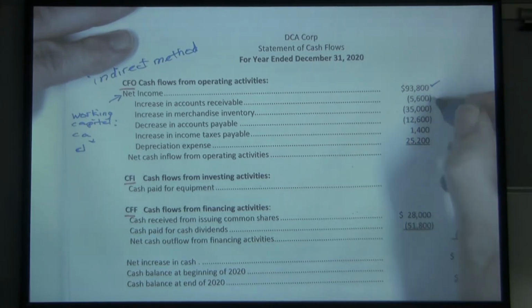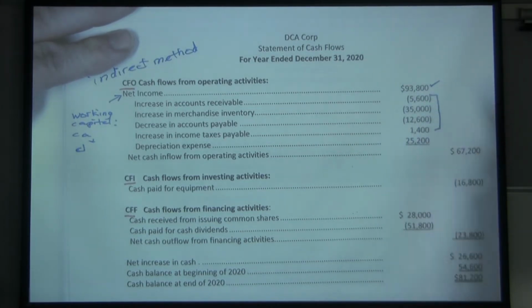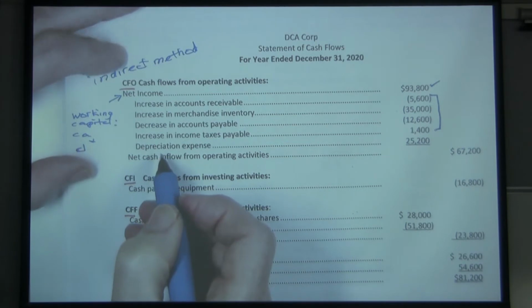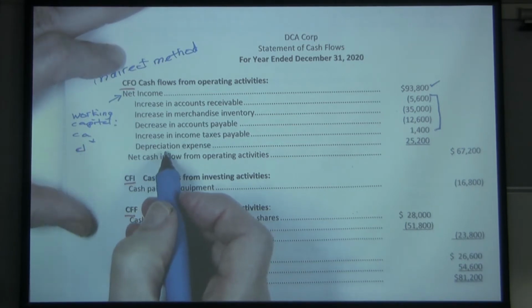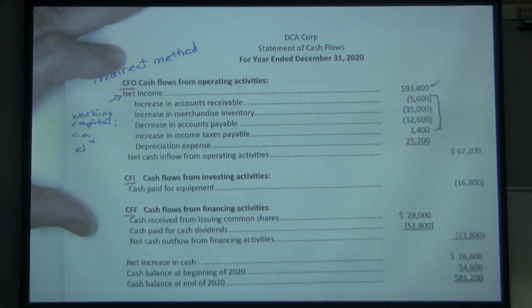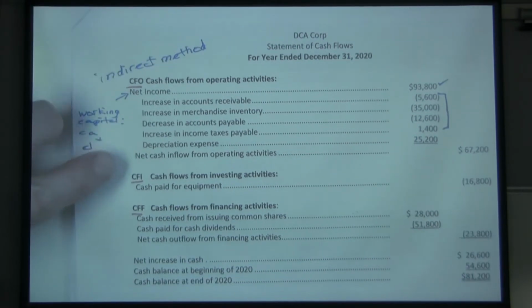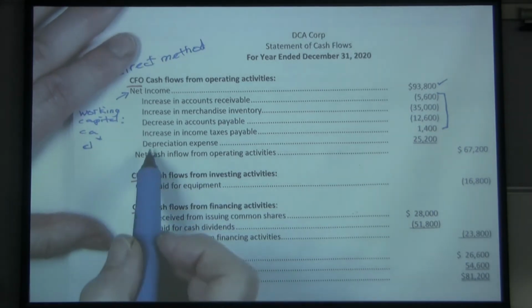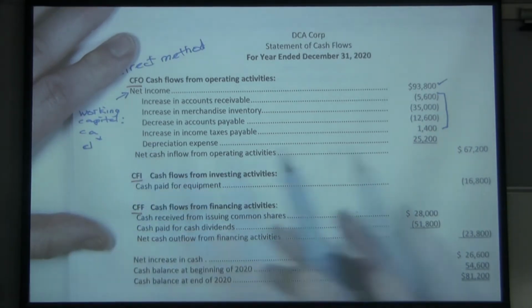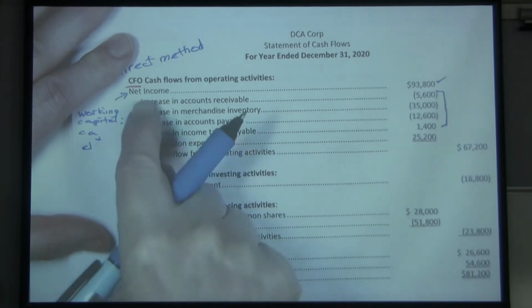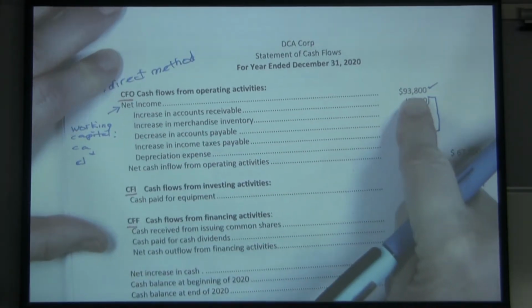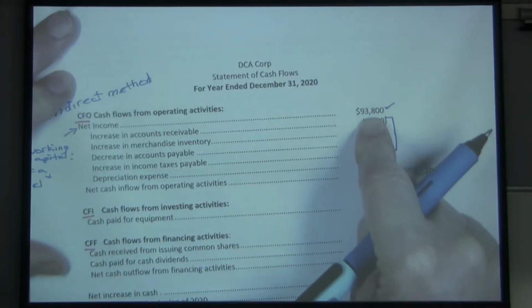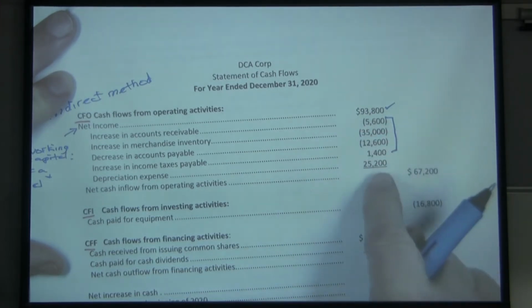We record changes in our working capital. And we're also going to add back any non-cash expenses. So the two non-cash expenses we've had so far in the course are depreciation expense and bad debt expense. We normally add back any depreciation expense because to arrive at this net income amount, we had to subtract depreciation expense, but we didn't spend any cash on depreciation. So that's the reason that we are adding it back.